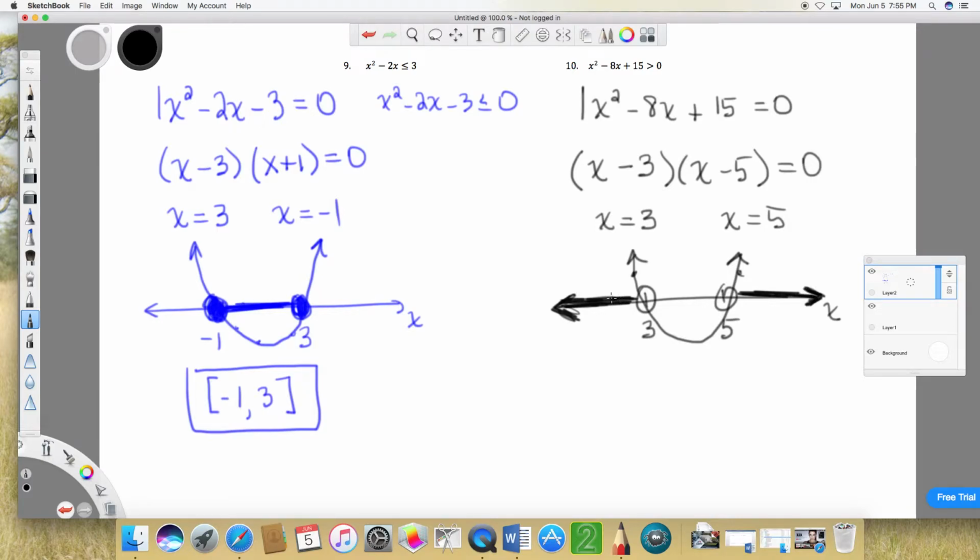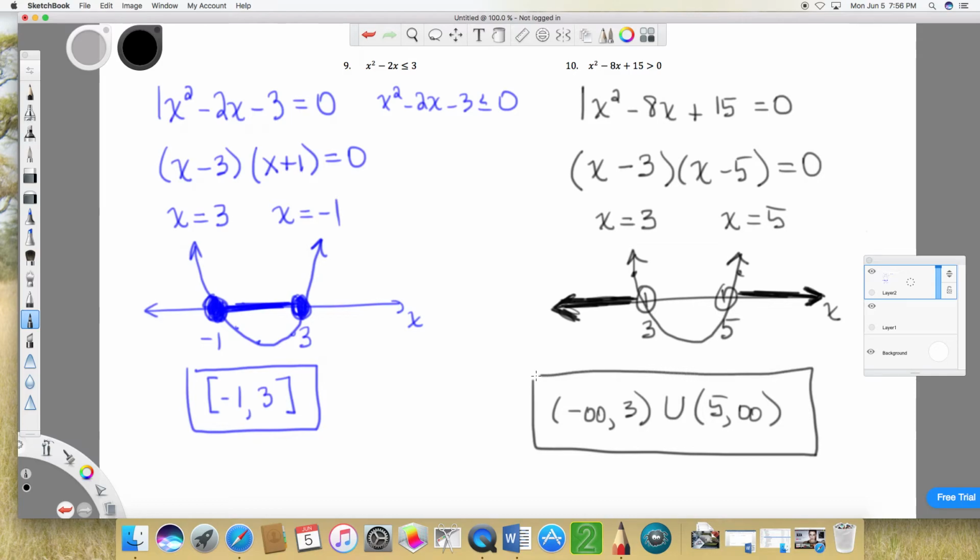Guaranteed, if you plug in numbers in this shaded region and do that arithmetic, you're going to get something that's greater than 0. So our solution set here is from negative infinity up to 3, excluding 3, or from 5 to positive infinity. So here's our solution set for number 10.